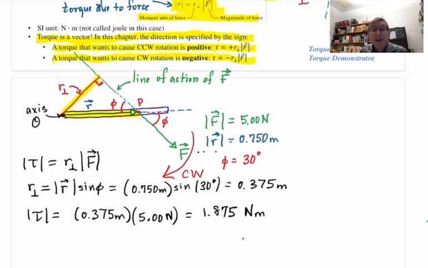And the convention is not to call that a joule when you are calculating torque. Just call it Newton times meter. Now that's the magnitude of the torque. We're not done, because torque is a vector, so we have to account for its direction.